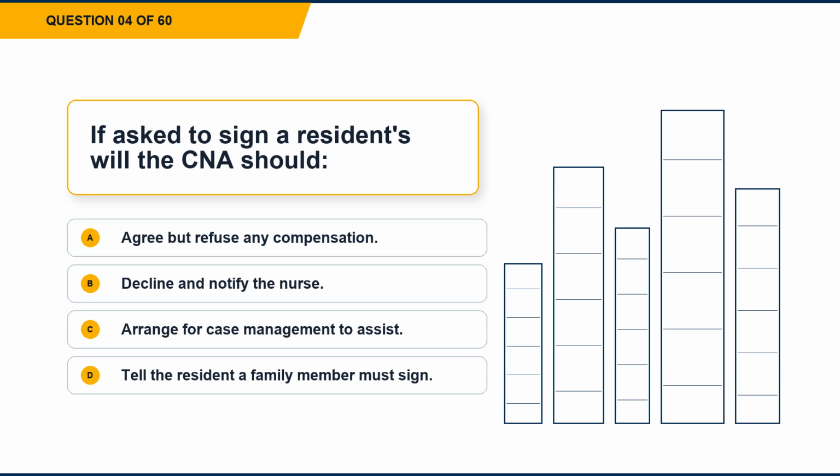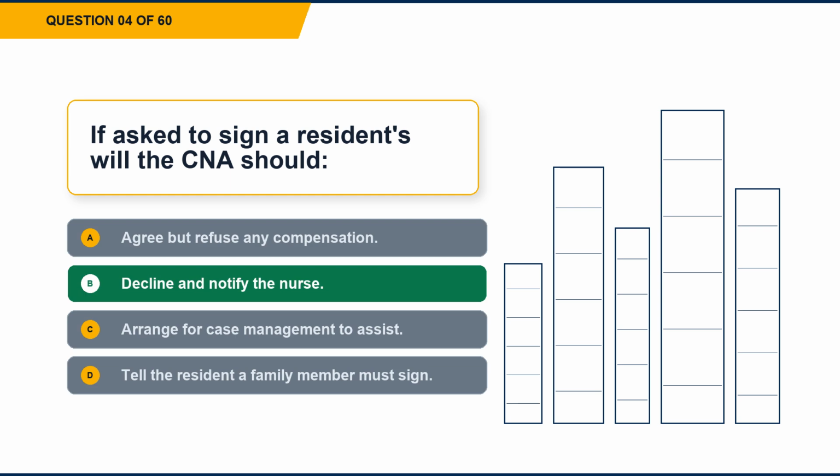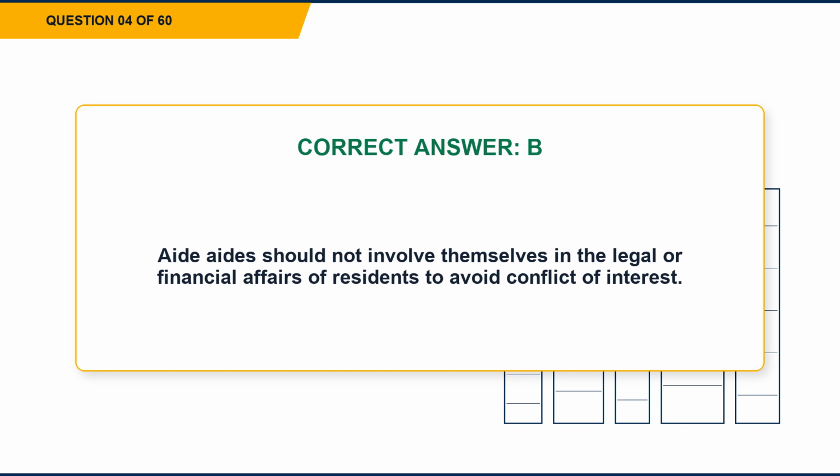Question 4. If asked to sign a residence, will the CNA should? Option A. Agree but refuse any compensation. Option B. Decline and notify the nurse. Option C. Arrange for case management to assist. Option D. Tell the resident a family member must sign. The correct answer is option B. Decline and notify the nurse. Explanation. Aides should not involve themselves in the legal or financial affairs of residents to avoid conflict of interest.